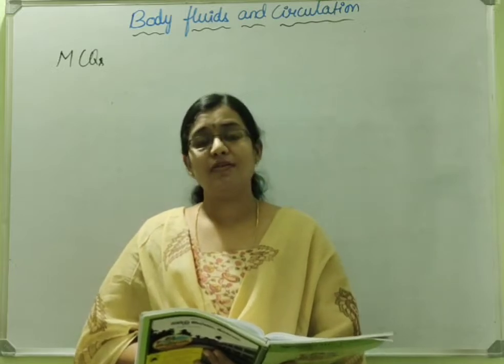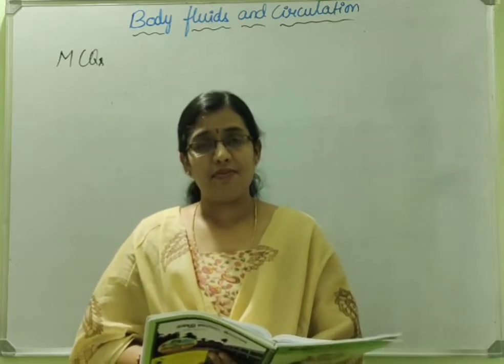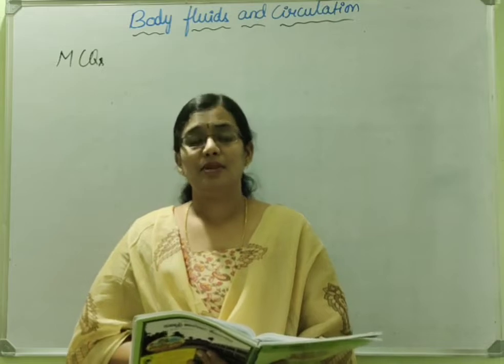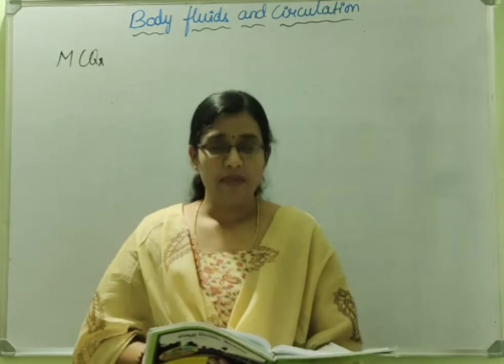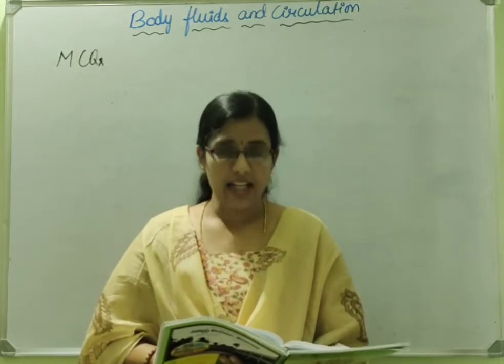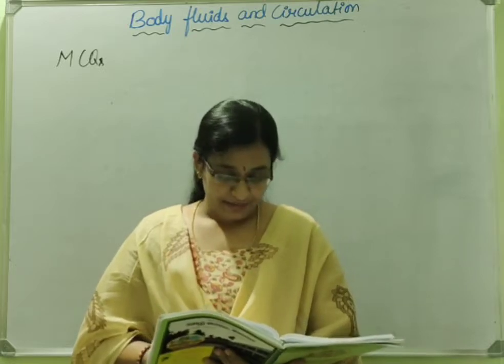So which is the most abundant cell in the blood? It is RBCs, and the least is WBCs. So which is the right option? Option 2, that is RBCs and WBCs respectively.